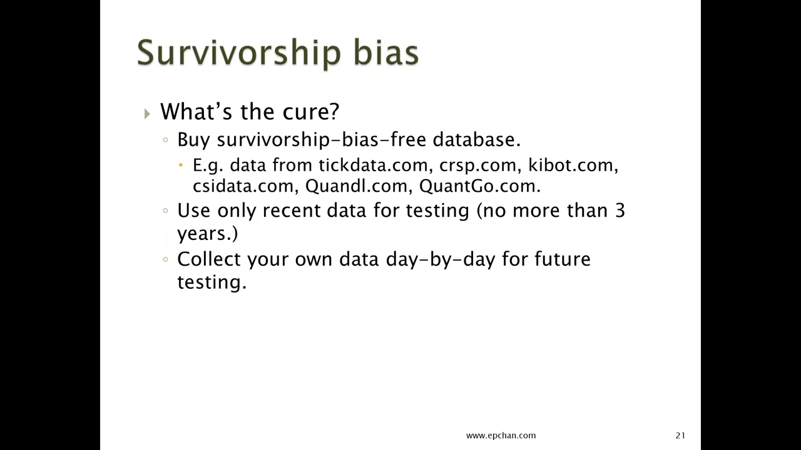So once you buy it from them, no problem. Of course, a survivorship bias free database is going to be more expensive than one that has survivorship bias. But if you are stuck with a database that only has the current stocks and so has survivorship bias, at least you should use only the most recent 3 years for testing, because the shorter the time, the less problematic the survivorship bias is. So that's something you can do to alleviate it, by just using the most recent data for backtesting.